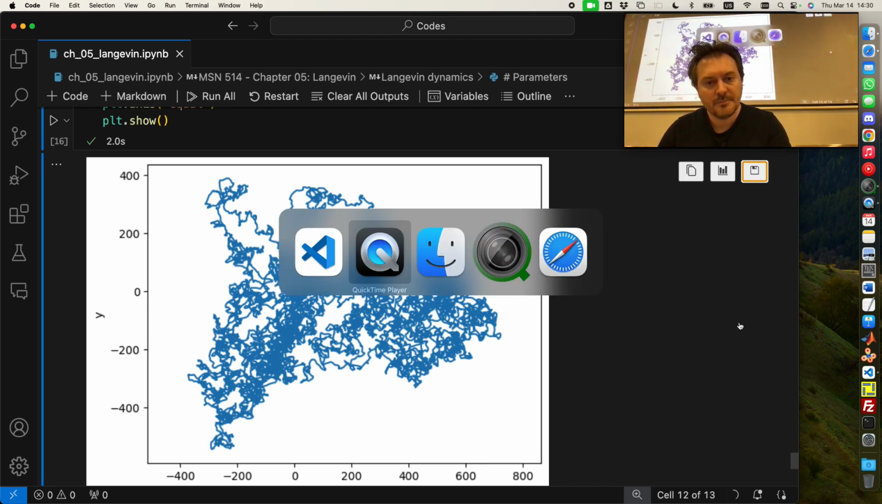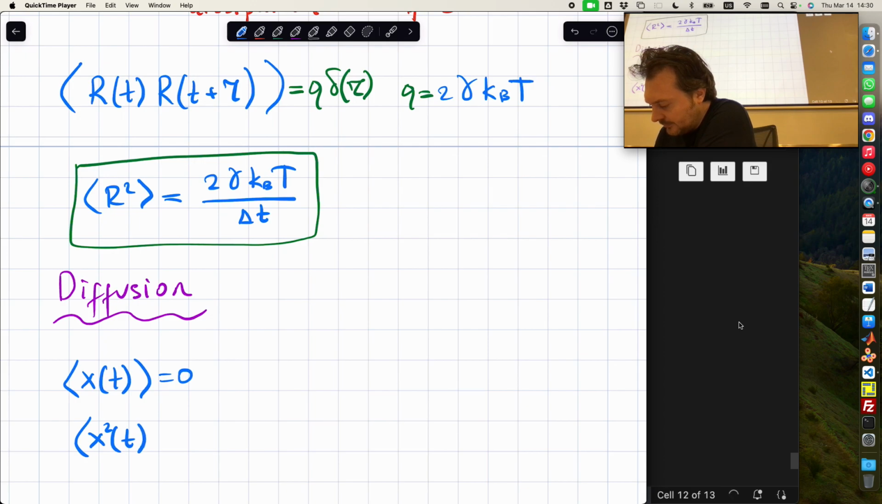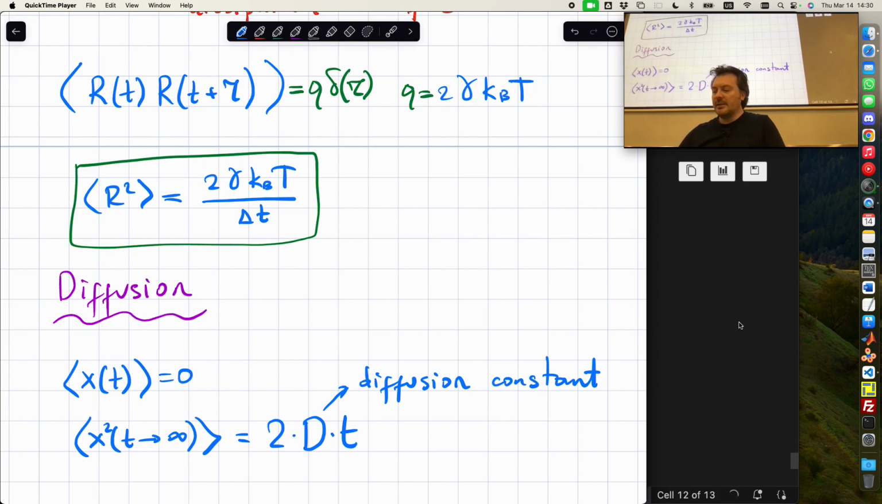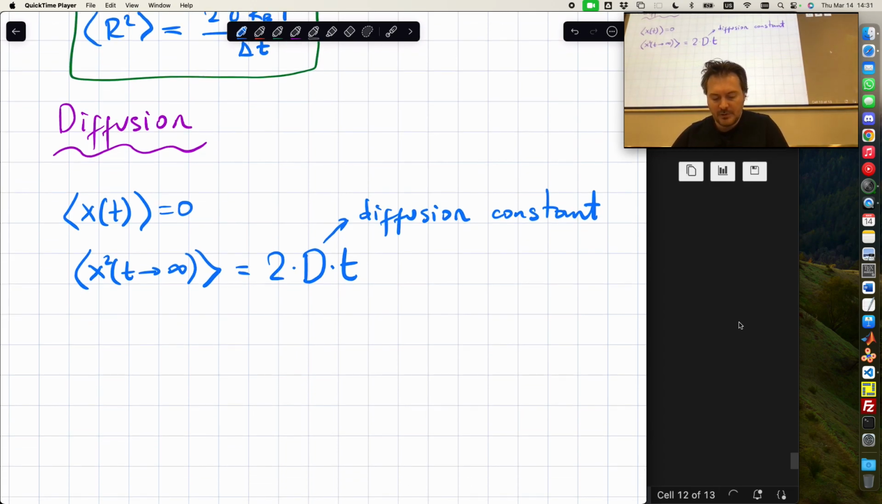So, in short, we know that the expectation value of x over time is 0, but the expectation value of x squared, as time goes to infinity, approaches 2 times the diffusion constant times t. This is the diffusion constant that you all know, that appears in the diffusion equation. So we will now find the relationship between the diffusion constant and this microscopic friction. We first need to find the expectation value of x squared. Let's find it.